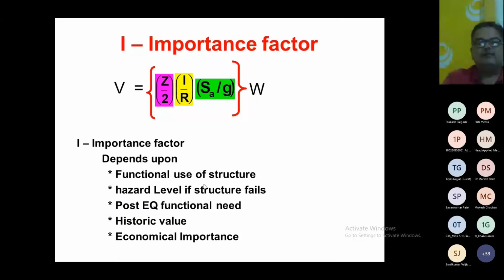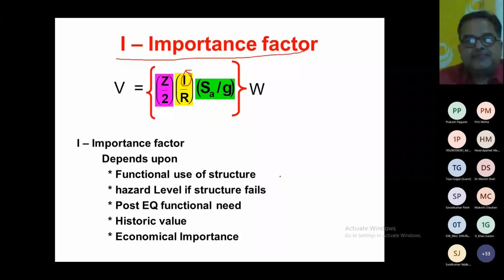Now the second factor, there's I, Z by 2, then I by R, right? What is I? I is the importance factor. This importance factor depends on the functional use of the structure, the hazard level if the structure fails, the post-earthquake functional need, historical value, and economic importance. For example, we talk about the hospital building. Hospital is important for us as far as the post-earthquake need is concerned, right? Your hospital building should remain functional after an earthquake, right?